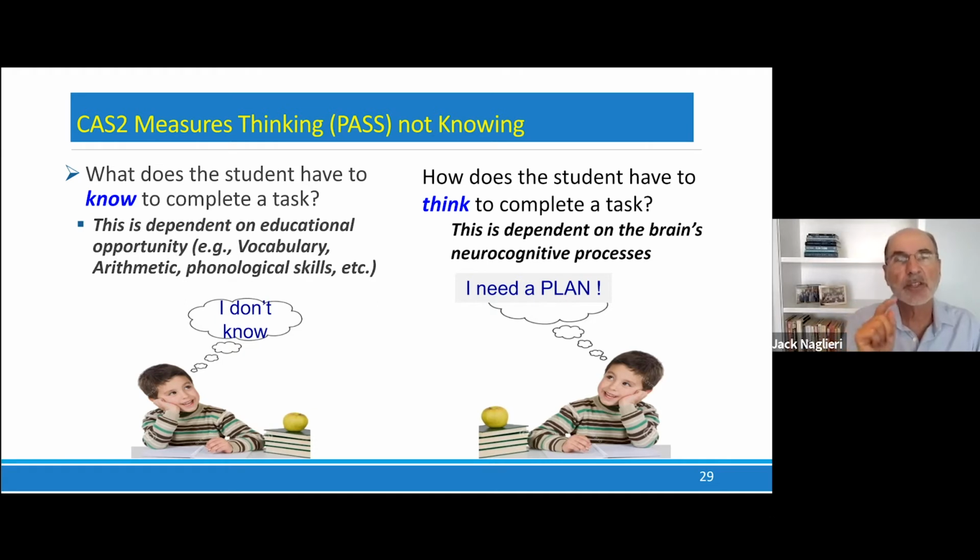If you answer the question, what does the student need to know to complete this task on an IQ test, and you say they have to know this, they have to know that, they have to know the other thing, then in my opinion, it's not an ability test. It's too confounded by knowledge.